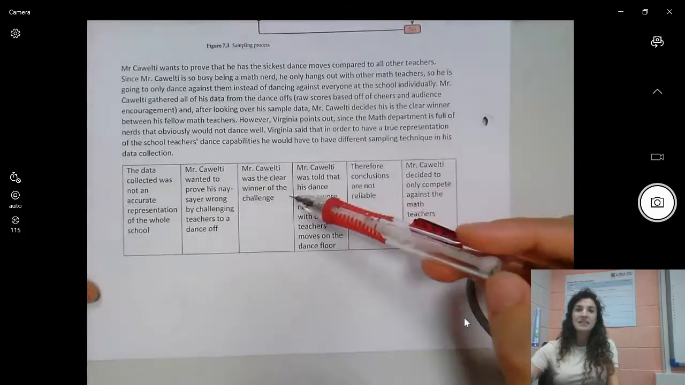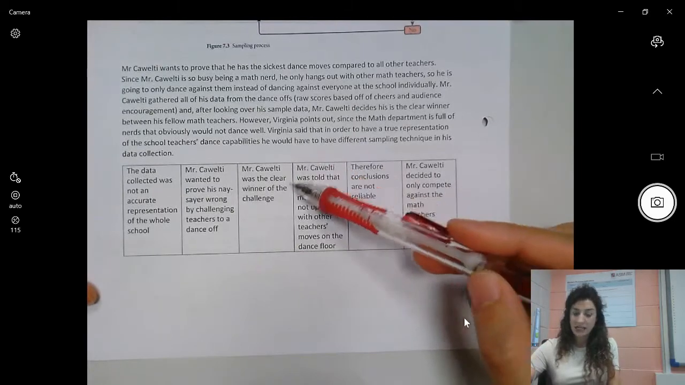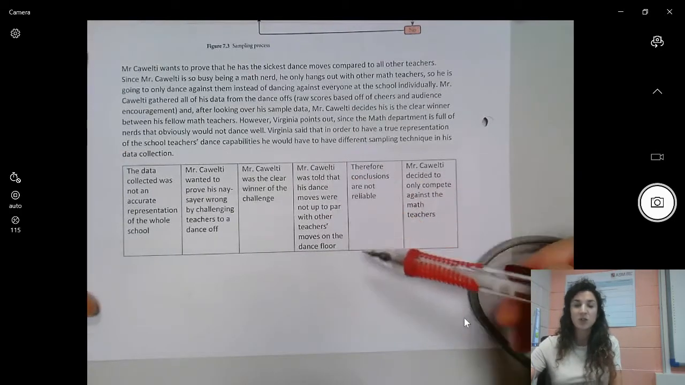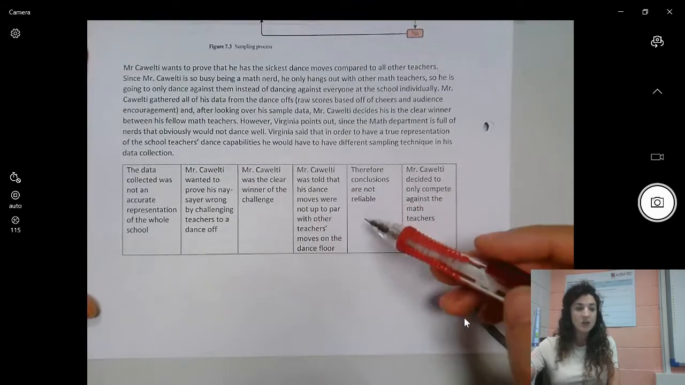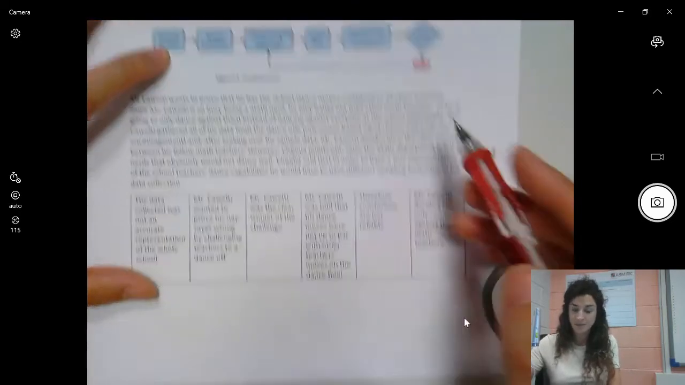The first event that happened is that there was a problem that was presented. The problem that was presented is Mr. Quelty was told that his dance moves were not up to par. So this is going to be the problem.